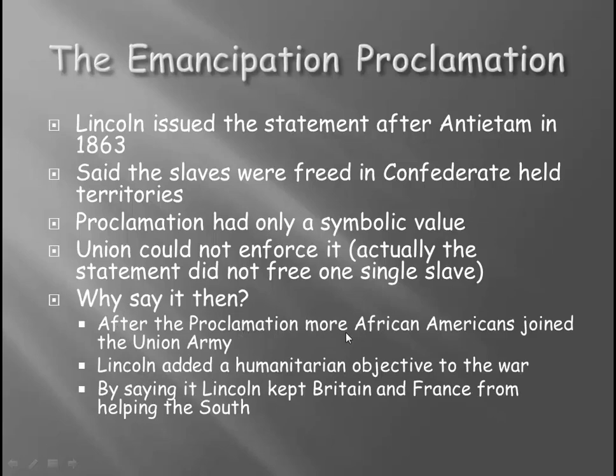After this proclamation, more African Americans joined the Union Army, helped the Union Army achieve victory. So the North had kind of a moralistic code to what they were doing, and they got fired up, and they got some help from African American soldiers. Lincoln also adds a humanitarian, a moral objective to the war. He does feel that by war's end, he will be able to actually do that, although the emancipation doesn't free anybody. But the biggest key here, should have this bigger star here for you, by saying it, Lincoln actually is going to keep Britain and France out of the war. So you need to know that the Emancipation Proclamation is very nice, but it doesn't free anybody. All right.